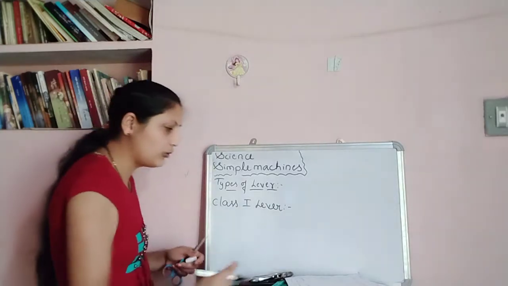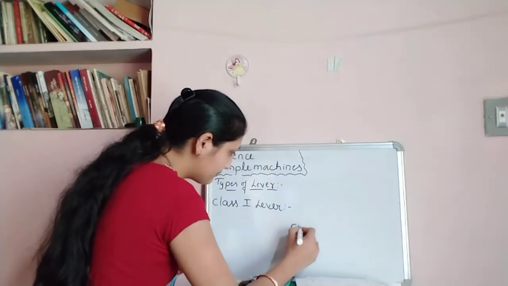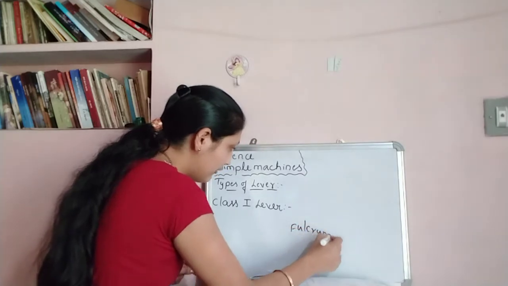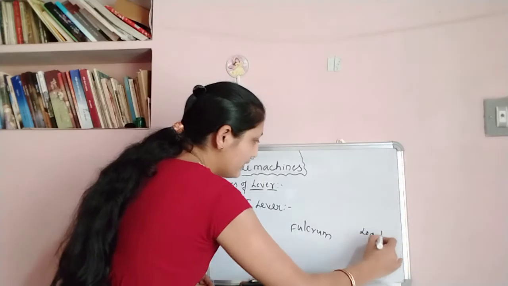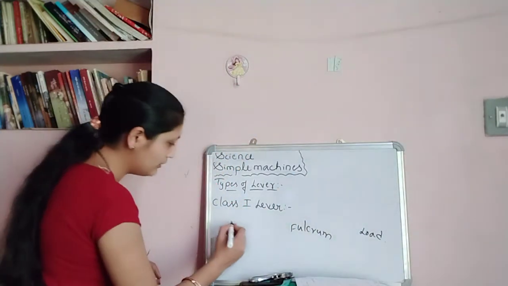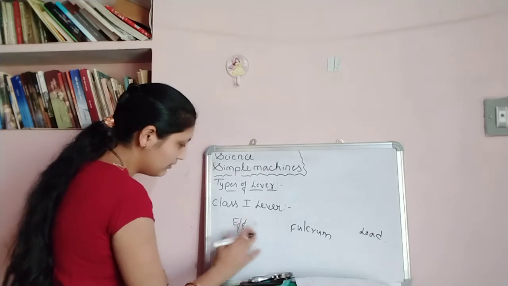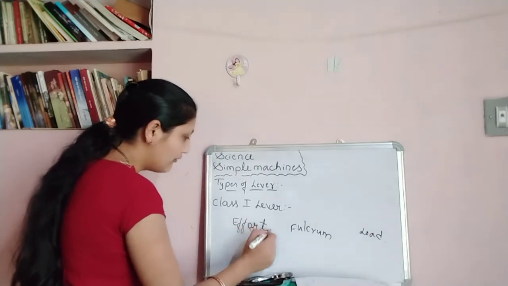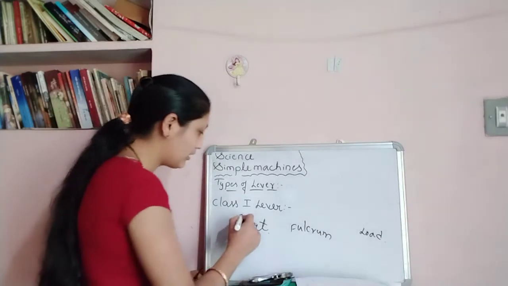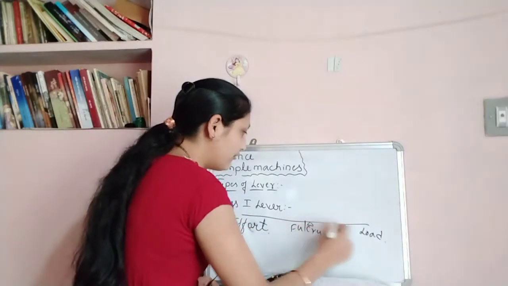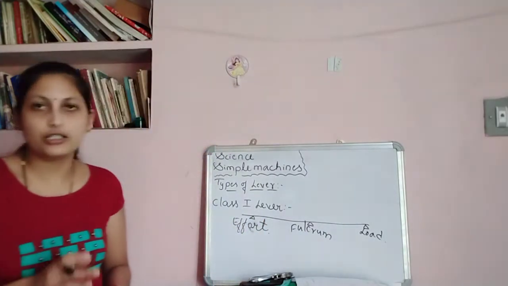So in this case what happens? Fulcrum will be placed in the center. Fulcrum is at the center. Load will be at the one end and effort will be at the another end, or force applied is at the another end. So such type of lever are called class 1 lever or first order lever.